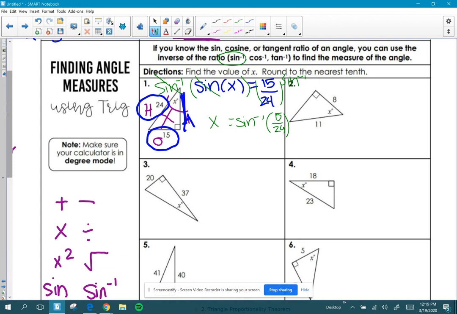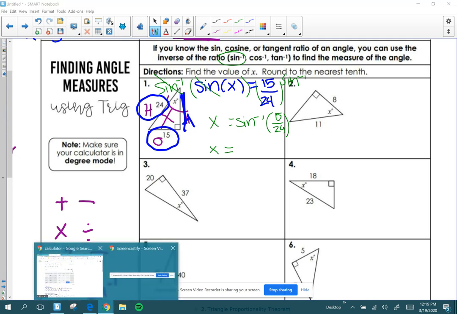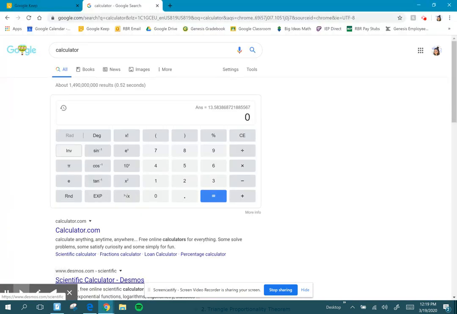All right, now I have x by itself. The only thing I have to do is plug this in the calculator. I need to get a number. Can't leave it like this. I need to know how many degrees that is approximately. So I'm going to go back to my calculator. It's in degree mode, so I'm good.